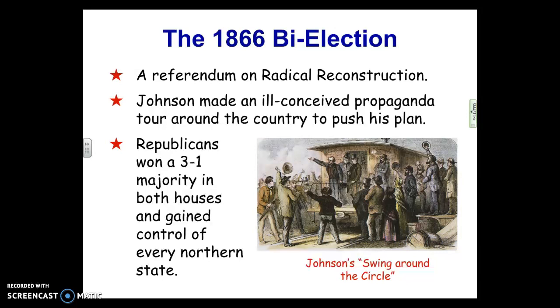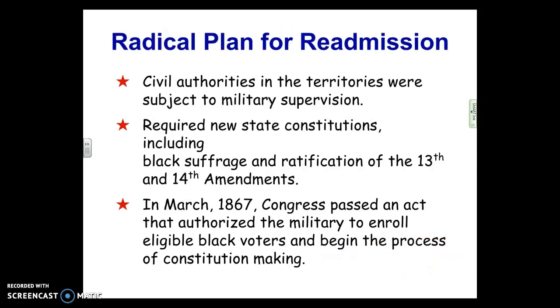And the Republicans won this big majority in both houses, gained control of every single northern state, and it basically promised that radical Reconstruction was going to be the thing in the country to try and put the Union back together. All right, good thing for the North, maybe bad thing for the South, because here's what their plan entailed. We looked at this in class a little bit. Here's a little more detail.